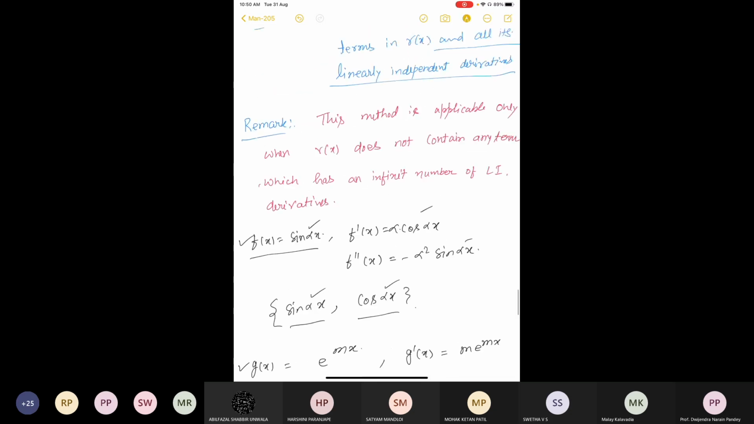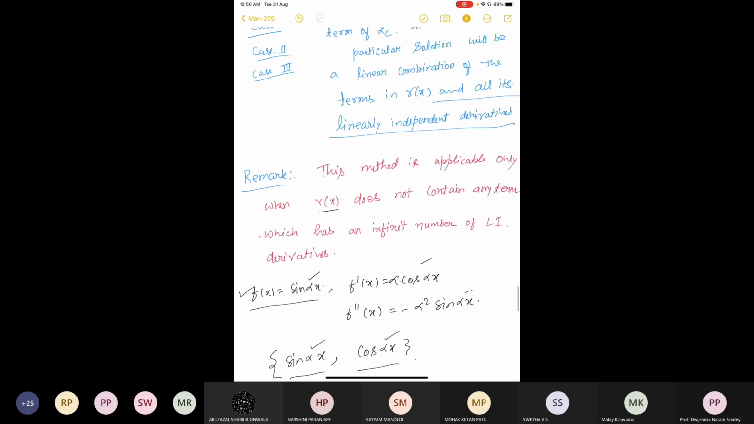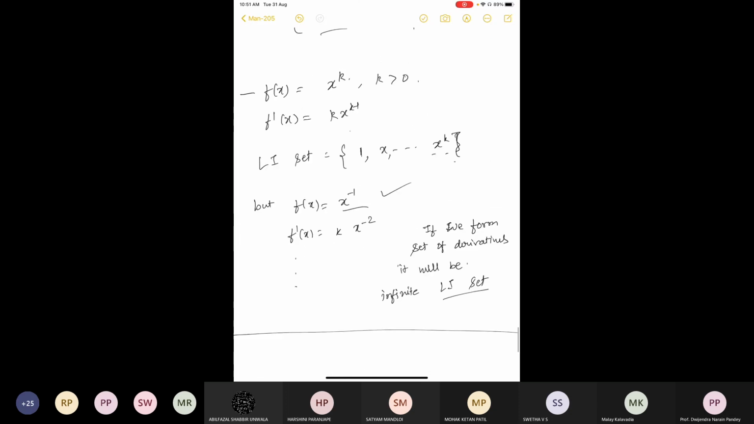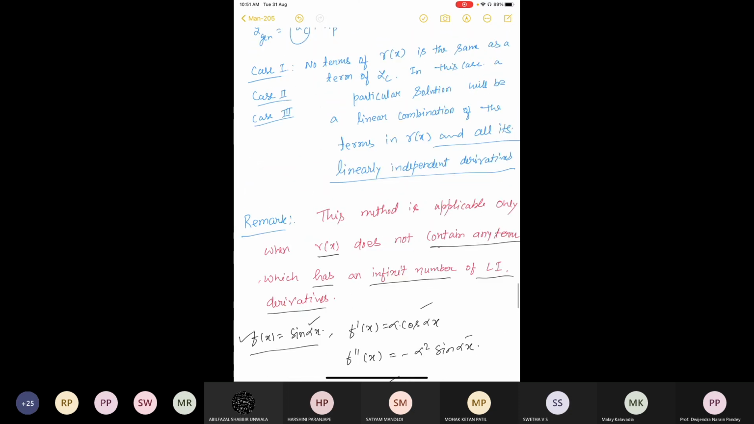So the first condition which we have put here is that R(x) is a function which does not contain any term which has an infinite number of linearly independent derivatives. So the derivatives must form a finite set of linearly independent functions. Okay. Now, what do you mean by this case one? Here we say that this R(x) will not contain any term which is already there in y_c.